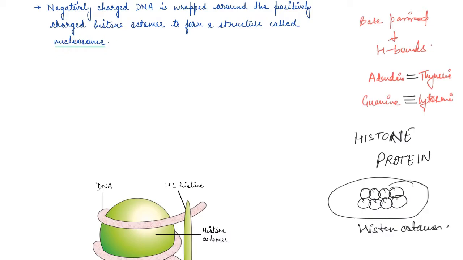So basically what is happening is that the single histone protein combines with 7 more and it forms histone octamer, and then this histone octamer, the negatively charged DNA is wrapped around, right? And this complete structure where negatively charged DNA is wrapped around histone octamer is known as nucleosome. It is known as nucleosome.